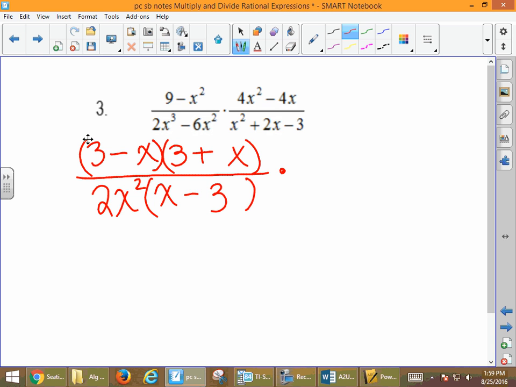Over here in our second fraction, what's our GCF? 4x. When we factor out a 4x, here's another little thing to remember. 4x squared divided by 4x is x. 4x divided by 4x is 1. We have to have that 1 there, and some of you are forgetting the 1.